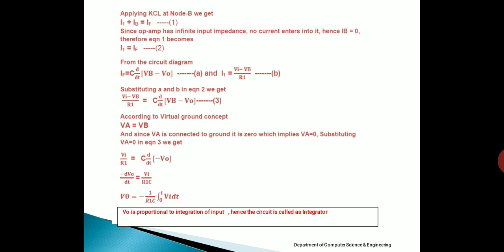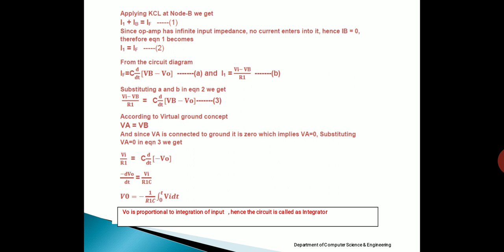Now from the circuit diagram, write what is I1 and IF. What is I1? Current through resistance R1. So I1 will be (Vin minus VB) by R1. And what is IF? IF is the current through the capacitor, C dV by dt. So C into d by dt of (VB minus V0). Now substitute these two currents, I1 and IF, in equation 2. You get equation 3 as (Vi minus Vb) by R1 is equal to C into d by dt of (Vb minus V0). That is equation 3.